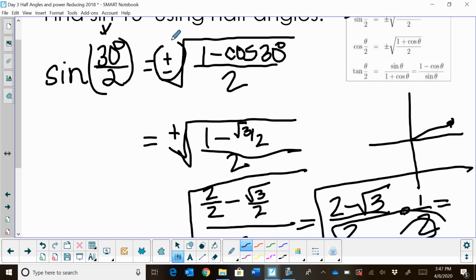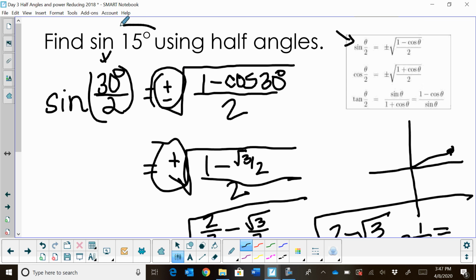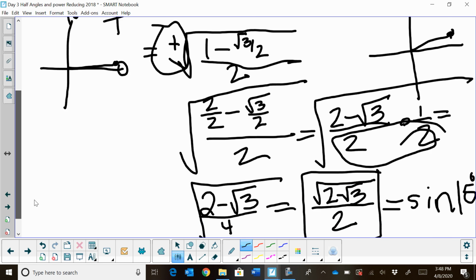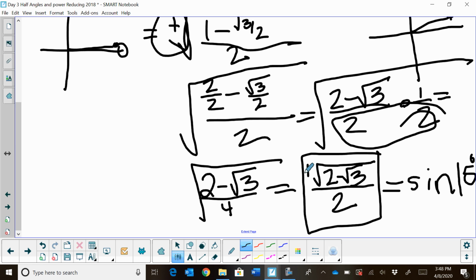Okay, this could be a positive or a negative. So what we want to do is look at the angle 15. 15 we know is in quadrant 1, so it's between 0 and 90. It's right here. It's half of 30. And we know sine is indeed positive in that quadrant. So our final answer, when we went to simplify this, it's a positive. I'm not going to write it, but that's how we decide to use the positive or negative outside the radical.